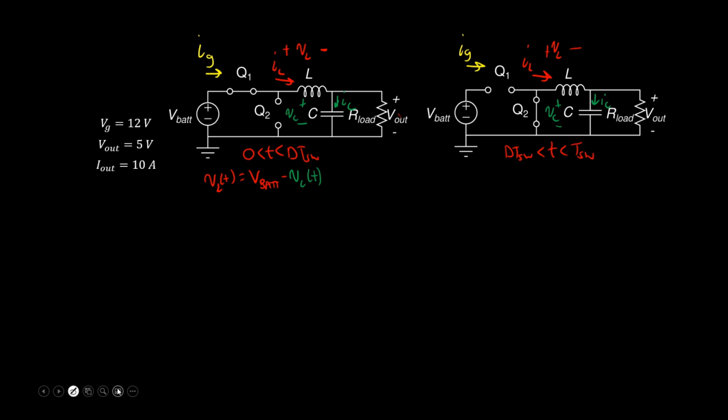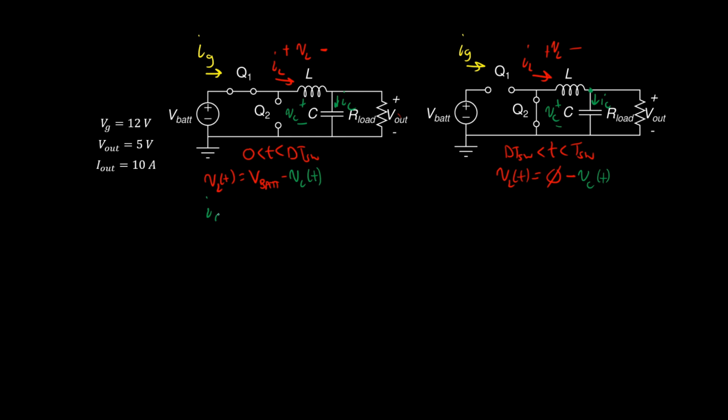In the second switching state, what's going on? Well, VL of t: now the positive terminal sees 0 volts, because Q2 is on. And the negative terminal sees, again, VC of t, Vout. So it's minus VC of t. I've drawn plus minus VC over here, but remember it's across this capacitor, and this capacitor is at the negative terminal of this inductor. It's connected right over here. That's what you should be focusing on. Cool, so that's the inductor voltage.